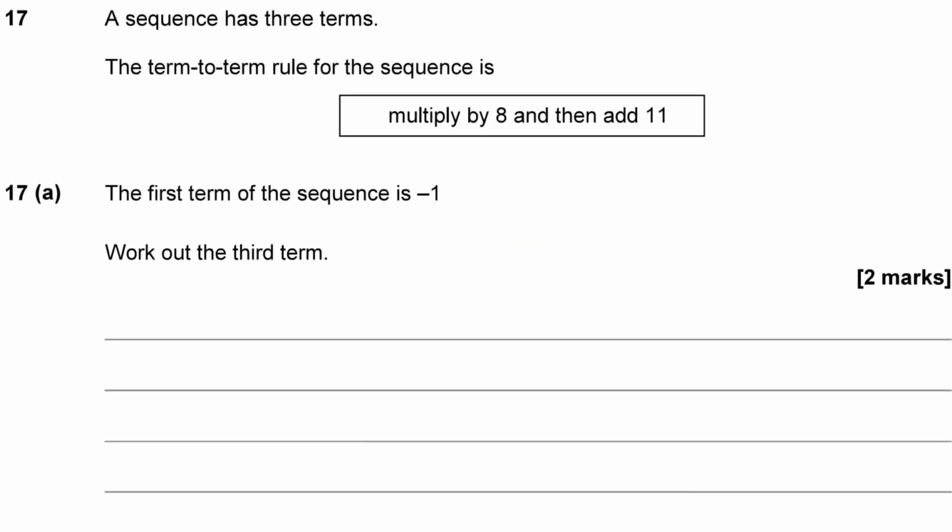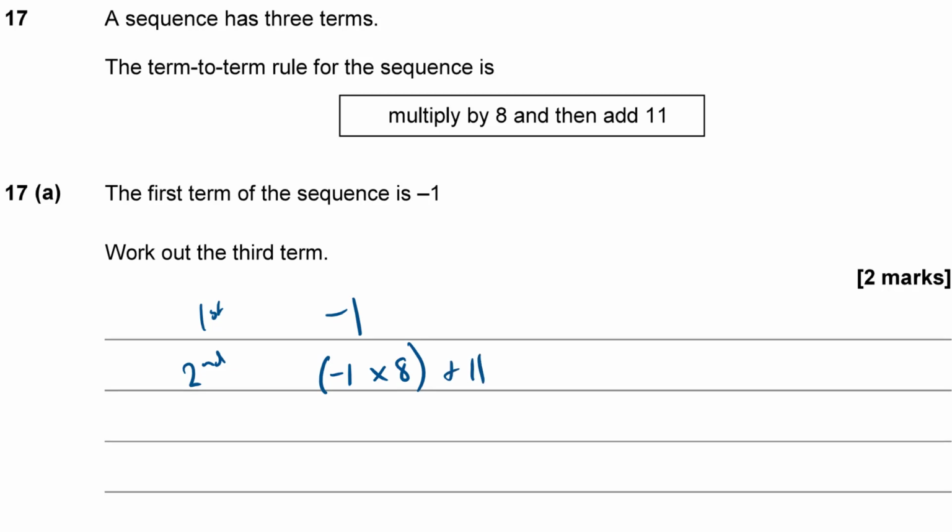Question 17. A sequence has 3 terms. The term-to-term rule for the sequence is multiply by 8 and then add 11. The first term of the sequence is -1. Work out the third term. Okay, so I know that the first term is -1. Now the second term is going to be the first term, -1, multiplied by 8, and then we're going to add on 11, aren't we?